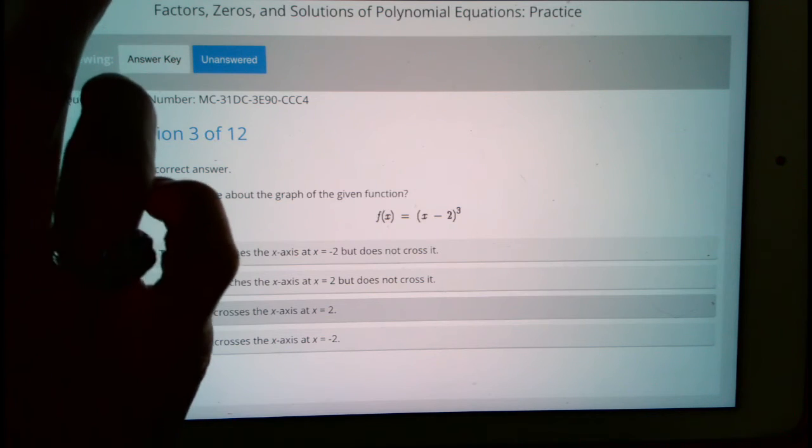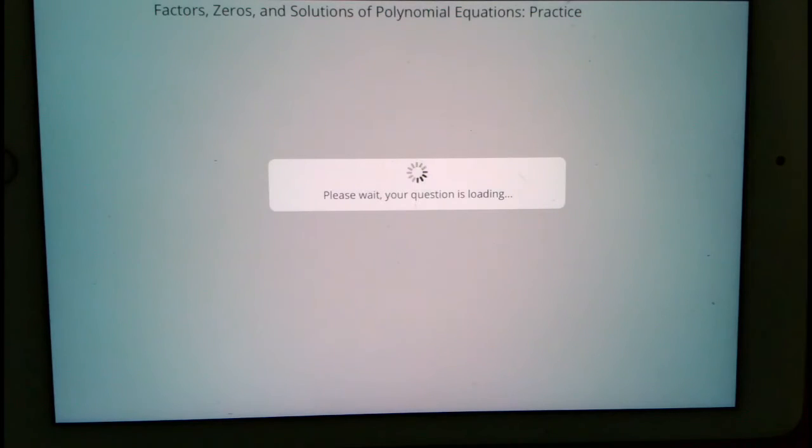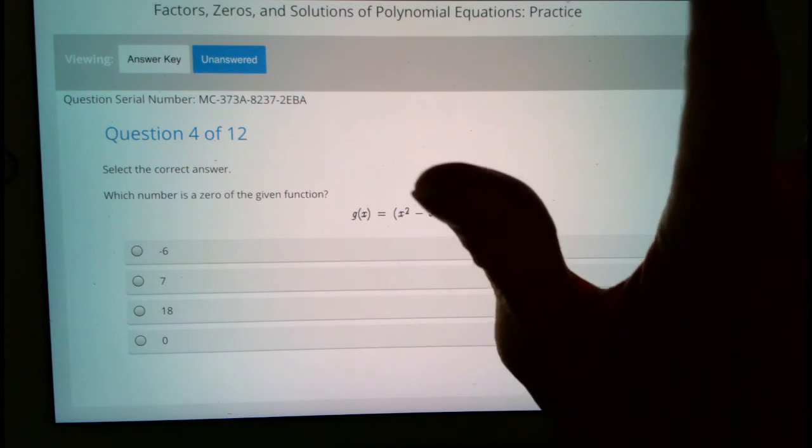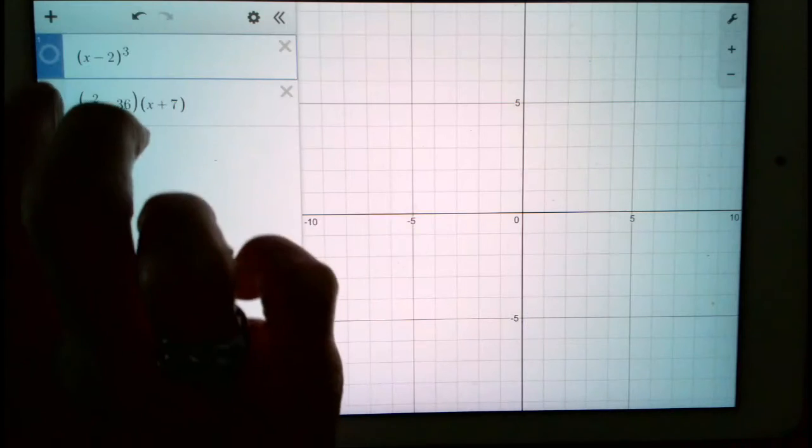When we look at the next question, it says, what number is a 0 of the given function? Again, what are you better at? Are you better at factoring? Because we can factor x squared minus 36. And then we also have that factor of x plus 7. Or are you better at typing in Desmos? And if your answer is, I don't know, then factor, then come over here to Desmos and check your answer.